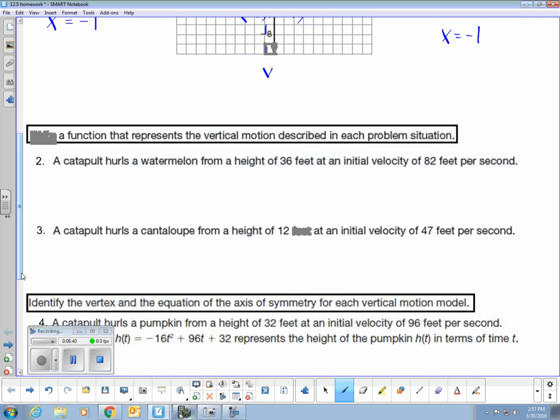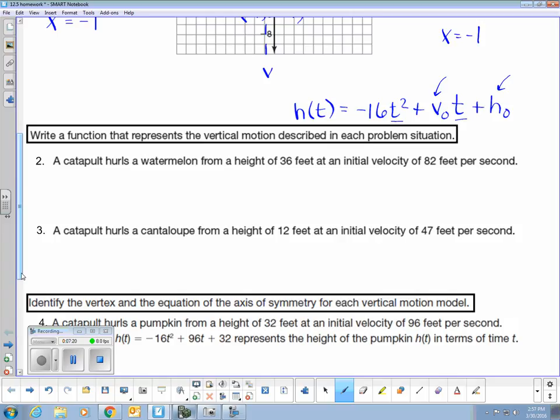Number 2 says to write a function that represents the vertical motion described in each problem. So let's just write that vertical motion function, h of t, as a model: negative 16t squared plus v sub 0 times t plus h sub 0. Some reminders: h sub 0 represents my initial height, v sub 0 represents my initial velocity, and t represents time in terms of seconds.